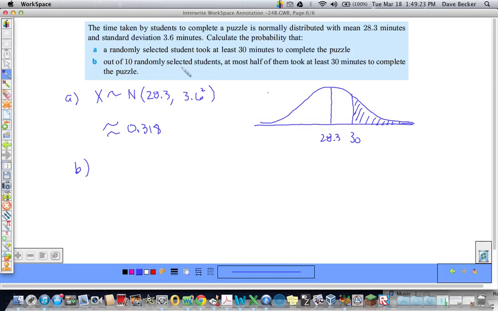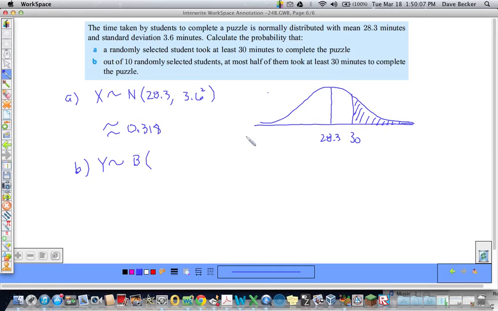Calculate the probability that out of 10 randomly selected students, at most, half of them took at least 30 minutes to complete the puzzle. Okay, so you have to recognize this as a binomial distribution. Why? No pun intended there. I accidentally wrote y because I used x here. The random variable y is distributed as a binomial distribution. Why is it binomial? Because they either took at least 30 minutes or they did not. So we have two choices, at least 30 minutes or not. Yes, success or failure is how we have to look at that.